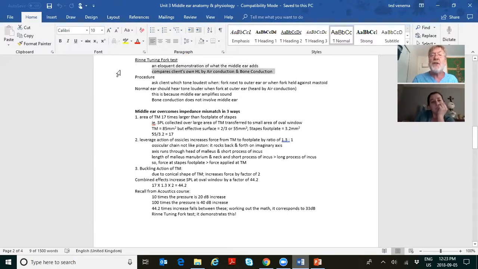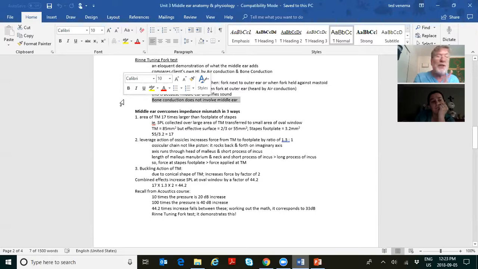It compares a client's own hearing by air conduction and bone conduction. Ask a client which sounds loudest, when the fork is next to your outer ear or when the fork is held against your mastoid bone. The normal situation is you should hear the tone louder when it's held by your outer ear, by air conduction. This is because the middle ear amplifies sound. Bone conduction alone through the mastoid does not involve the middle ear.